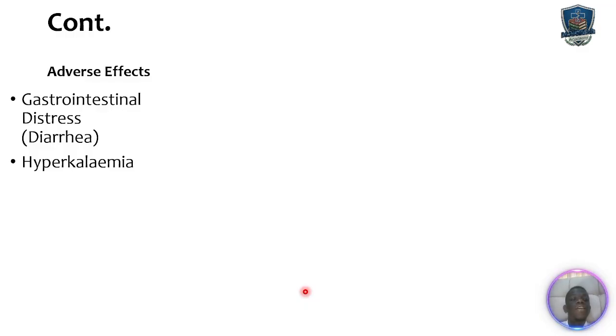So adverse effects here can cause GI distress like diarrhea. It can cause hyperkalemia. Remember, if you impact the RAS system, you will lead to potassium retention. It may also lead to hypotension. Obviously, one thing that you have to know is that one of the adverse effects of using antihypertensives is always hypotension, because antihypertensives try to decrease blood pressure. They may decrease blood pressure massively, leading to hypotension.